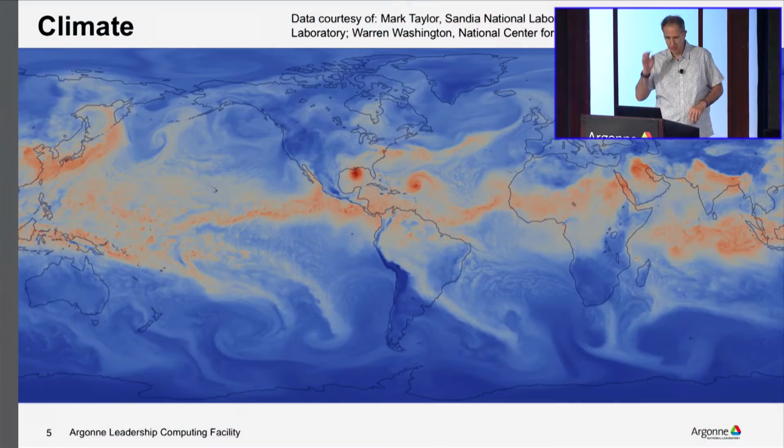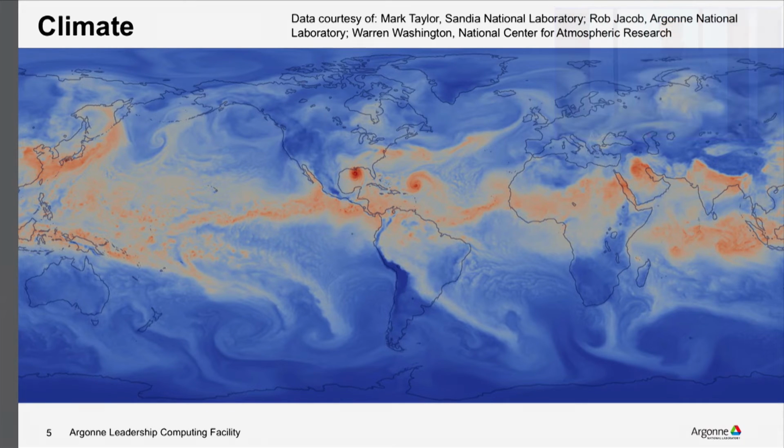An example of climate, where they're taking observed data and using that as the input to their models, and then simulating forward. Then they can go back and look at how statistically their models are performing compared to observations, and then build on that and make improvements to their codes.